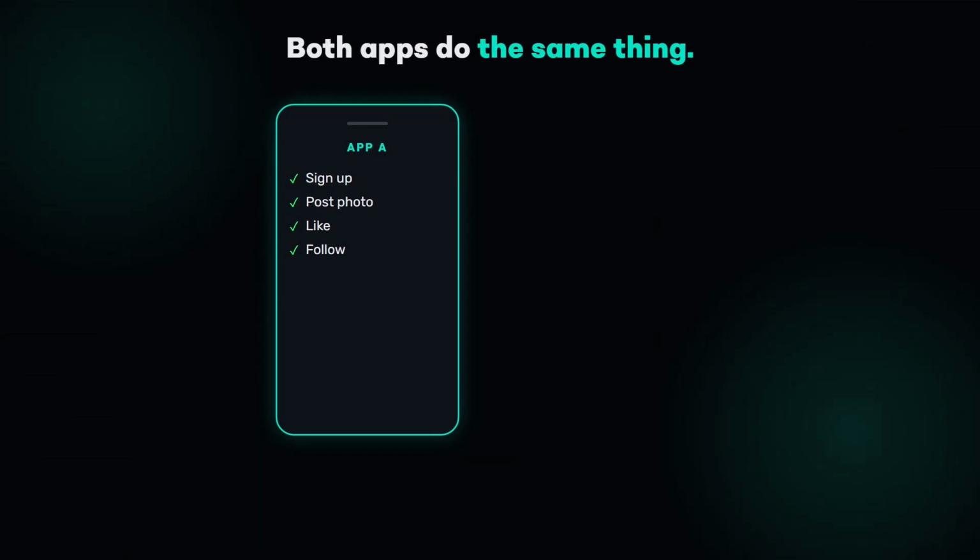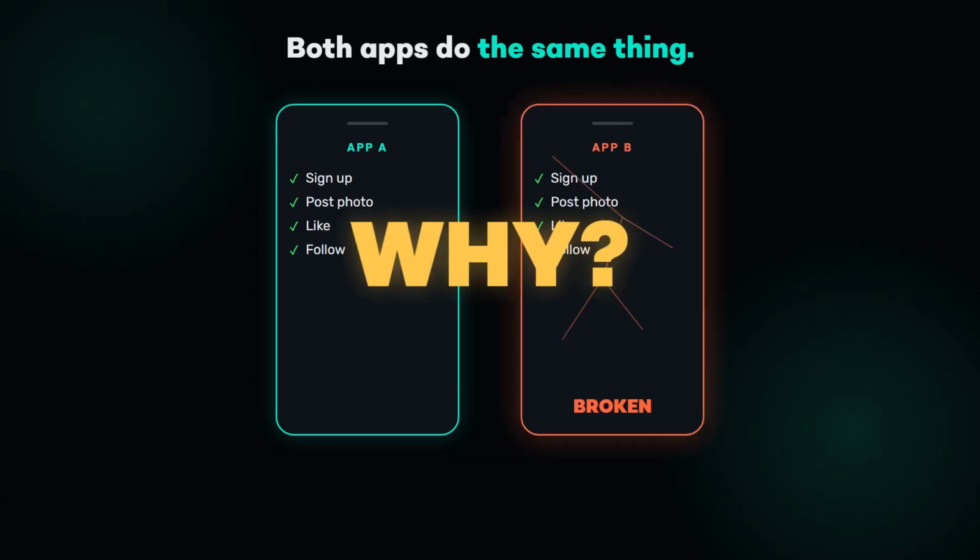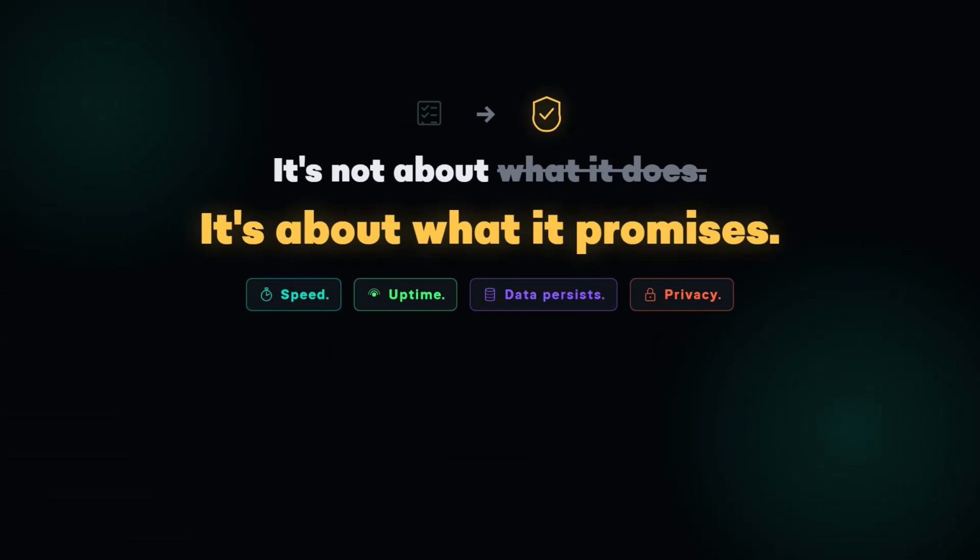Both of these apps do the same thing. Both let you sign up, both let you post a photo, both let you like and follow, feature for feature. They are identical. So why is one of them broken? Because building an app is not just about what it does.